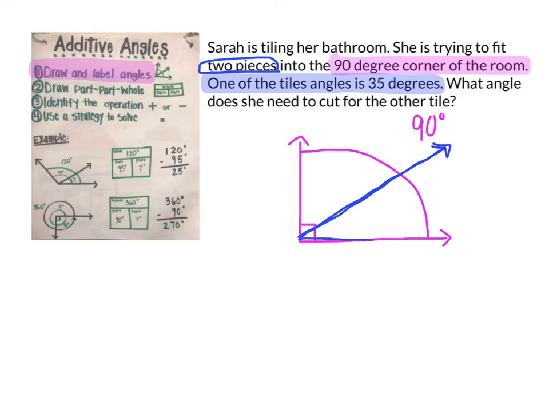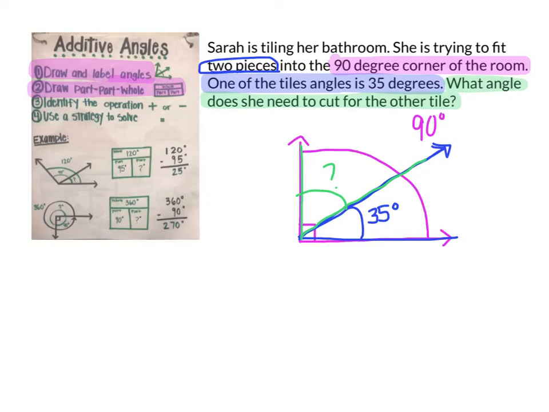So we know that one of the pieces is 35 degrees, and we want to find out what angle she needs to cut for the other tile. We're solving for this angle here. Now that we have a picture drawn and everything from the problem labeled, we can move to our next step.